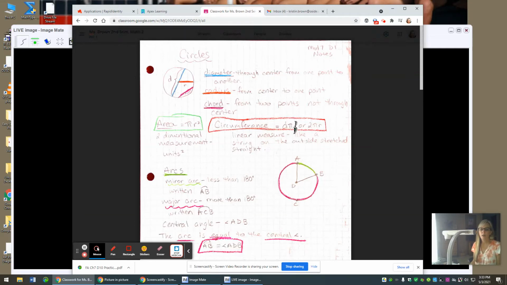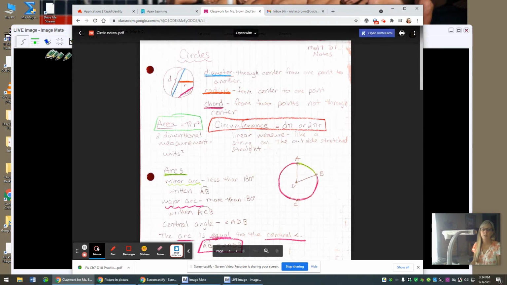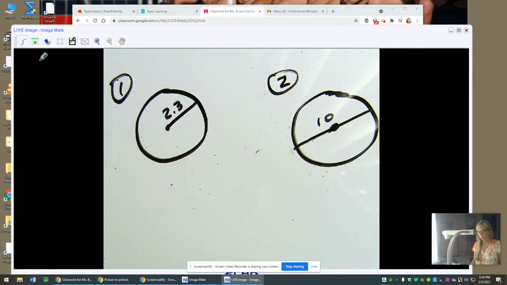There's two ways we can go about it. The diameter times pi, or 2 times pi times the radius, which of course makes sense because two of the radii is one diameter, so that makes good sense. So we can use either one of those depending on what we're working with.